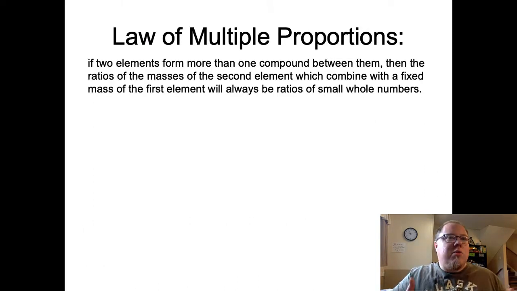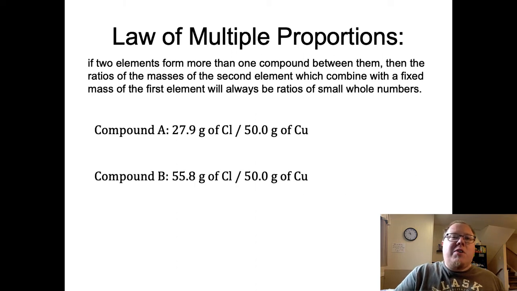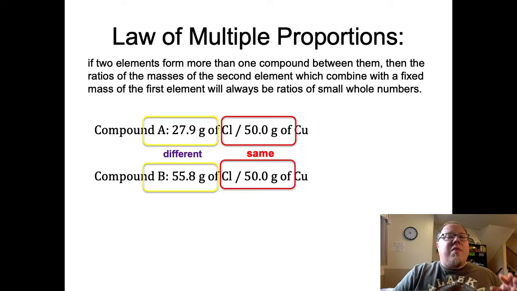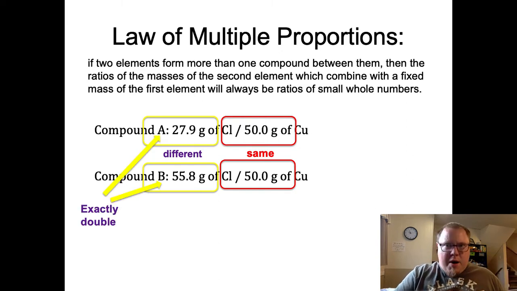So that gets us into law of multiple proportions. We have two elements that can actually form one compound with one ratio and then a different compound with a different ratio. Those are still two different compounds, two different materials. All right? So, for example, there are actually two compounds made out of chlorine and copper. All right, so if we mix 27.9 grams of chlorine with 50 grams of copper, and then if we mix 55.8 grams of chlorine with 50 grams of copper, same amount of copper there, okay, but different amounts of chlorine, they will produce two different compounds.